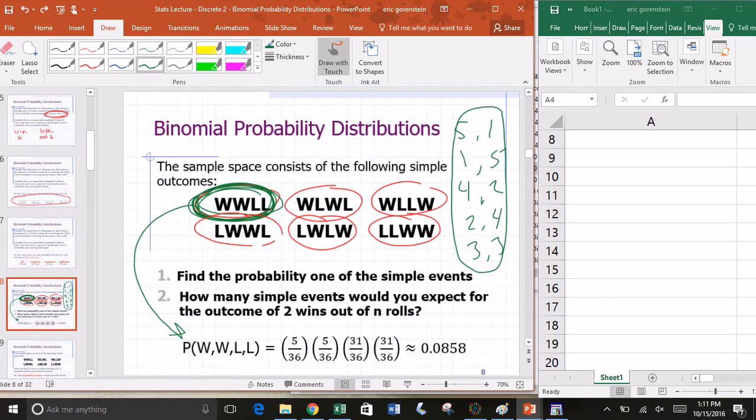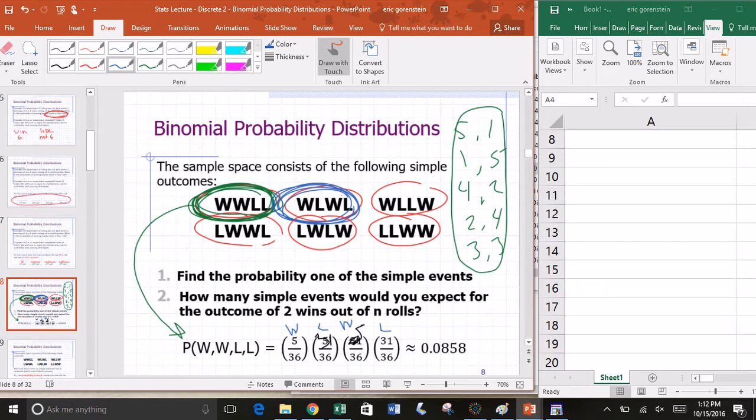So let's look at, I'll use blue here. If I look at the second case, well, the first win would be 5 out of 36. The next loss, well, we would have to change this to 31 out of 36. The next win, we would have to change this to 5 out of 36. So that would be a win. And finally, the last loss.